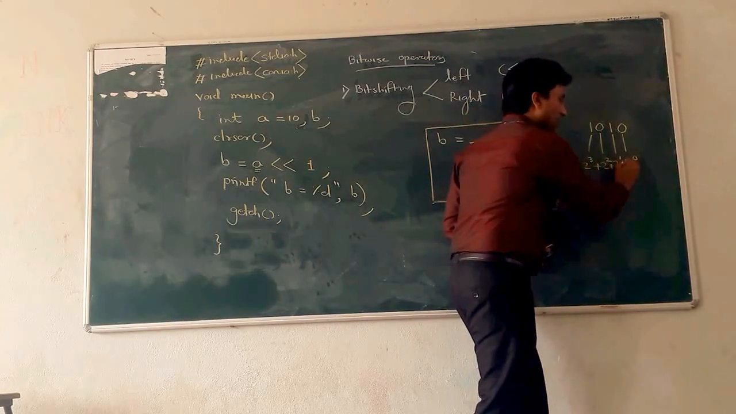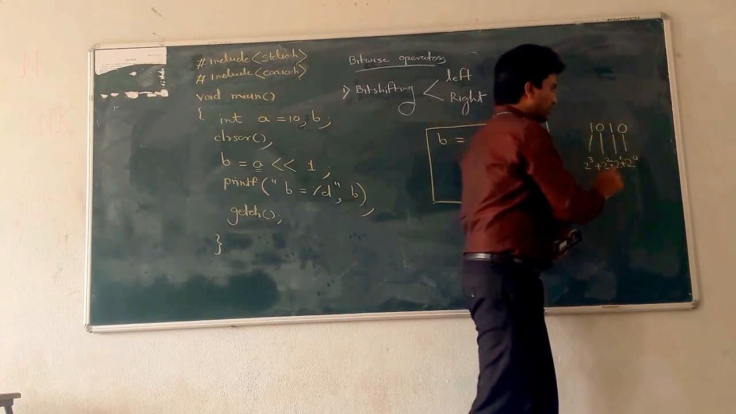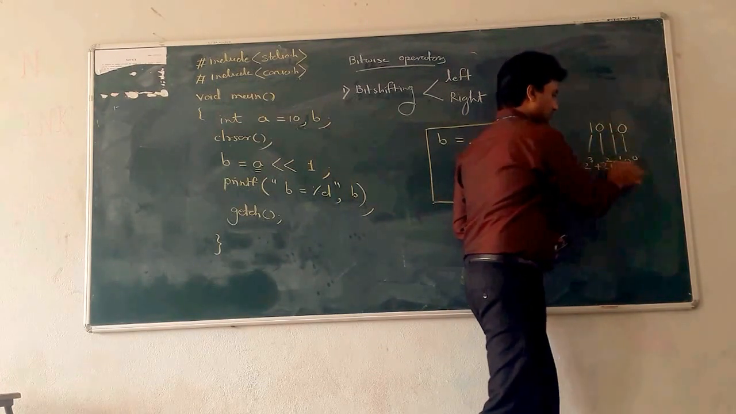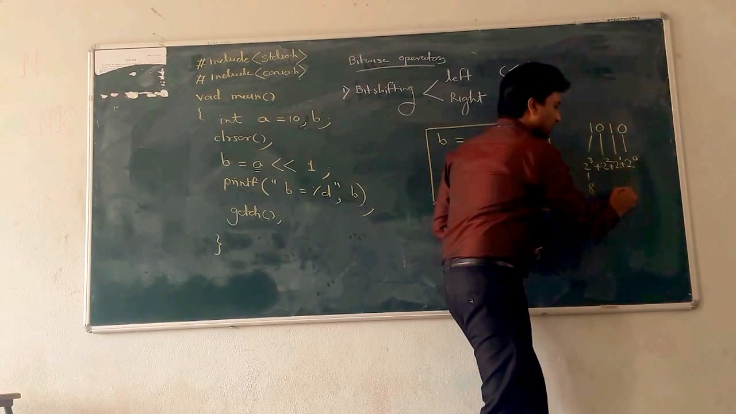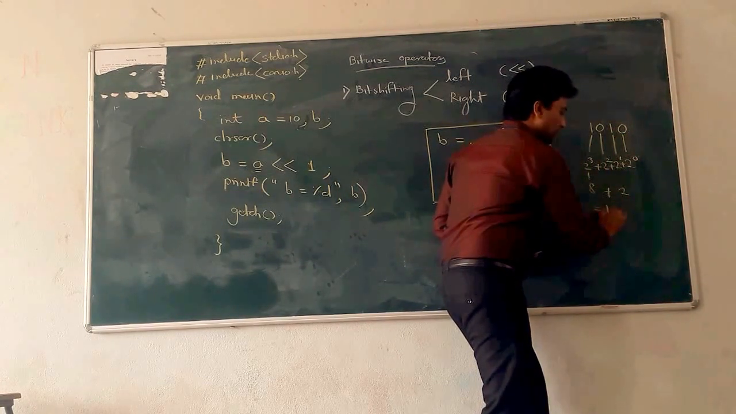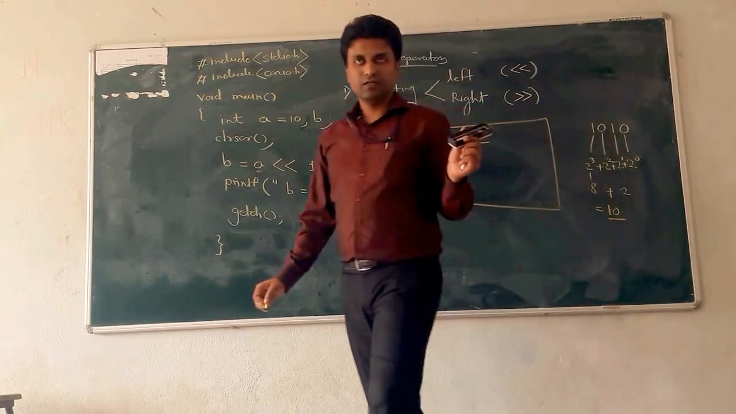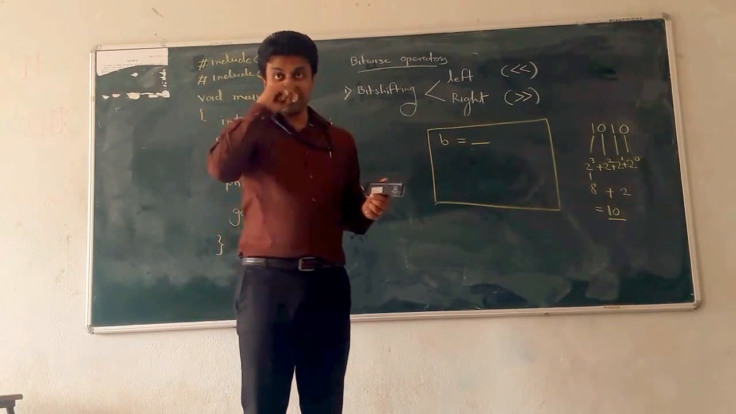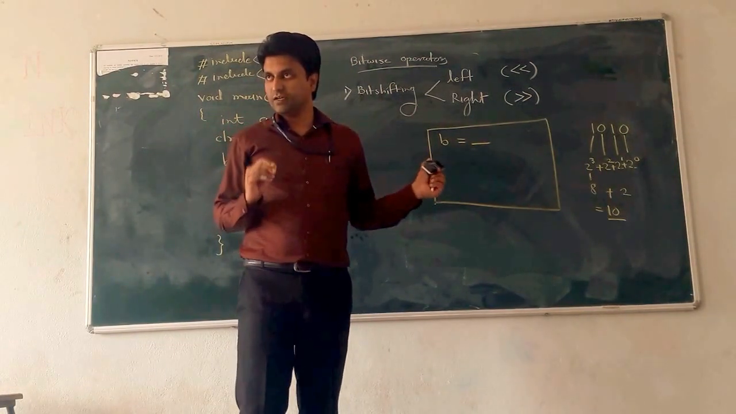Add all the values. But if a bit is 0, then it is considered as a 0 value. So these two are 0. So only 2 raised to 3, which means 8, and 2 raised to 1, which means 2. So what is the value in decimal? 10. Okay, so 1010 is the binary representation of decimal 10.